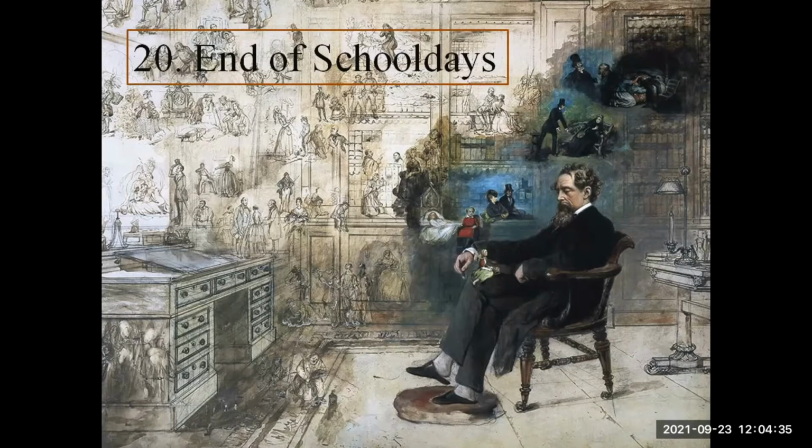This is going to be lesson number 20, End of School Days. You will find this on page 116 for all new book users. The chapter End of School Days is an adaptation. It is an extract, a piece of it has been taken out from Charles Dickens' novel, David Copperfield.